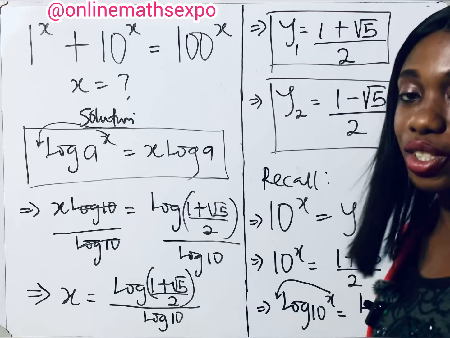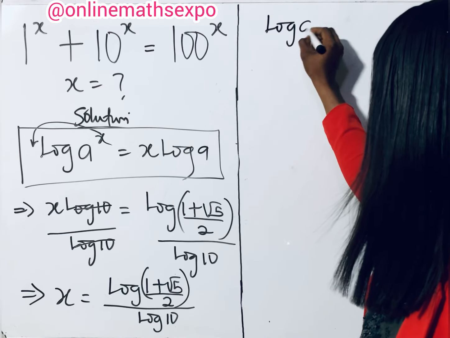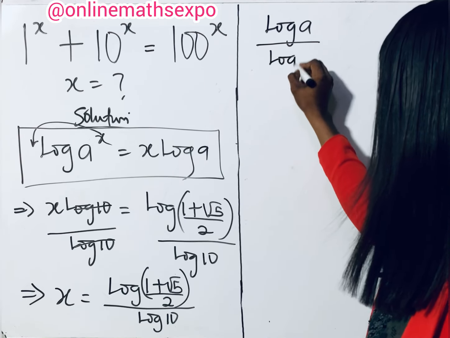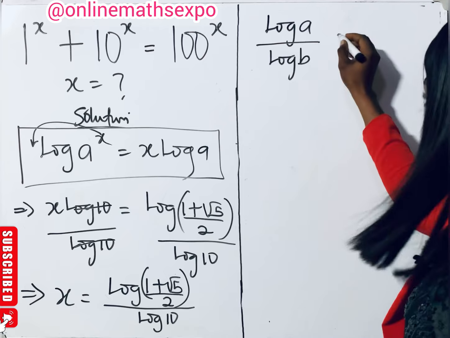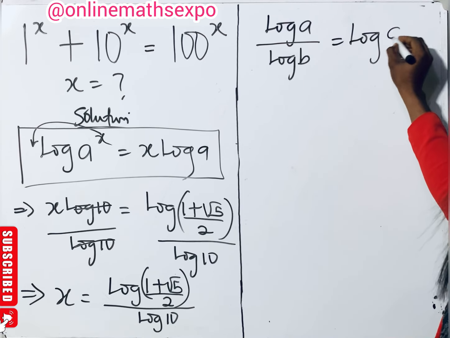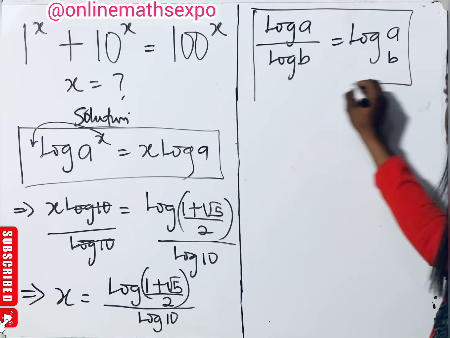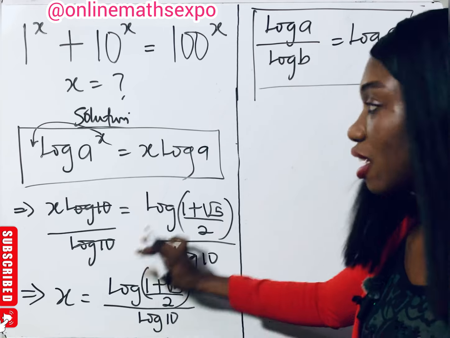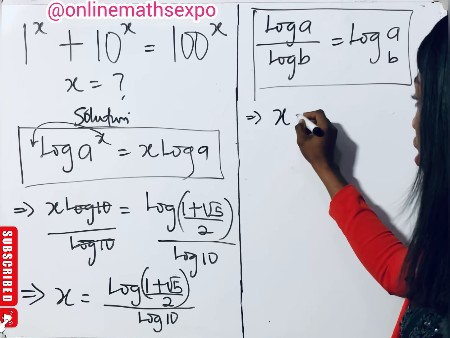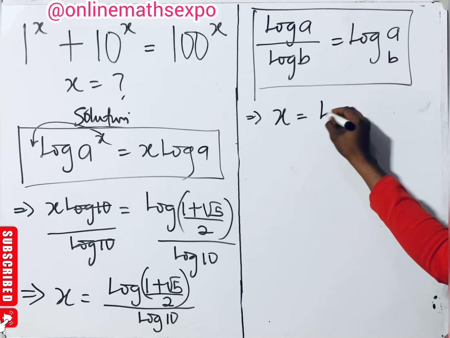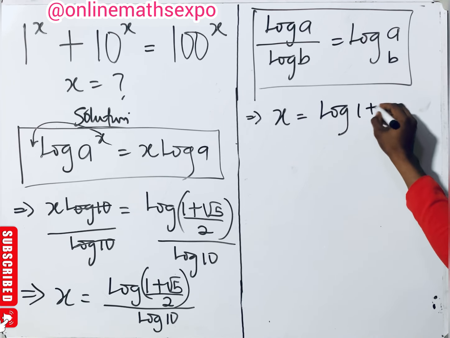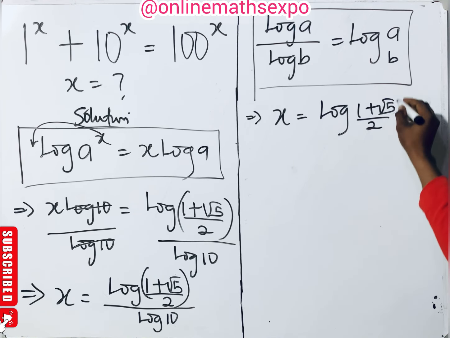And to do that, we are going to have log of a divided by log of b. It gives you log of a, then base b. Okay, this is another guide. Now let's apply it here. So if you do it, you are going to have x is equal to log of 1 plus root 5 divided by 2.